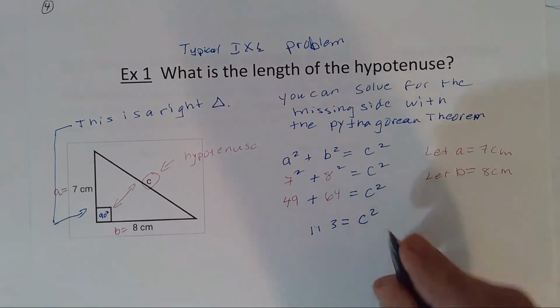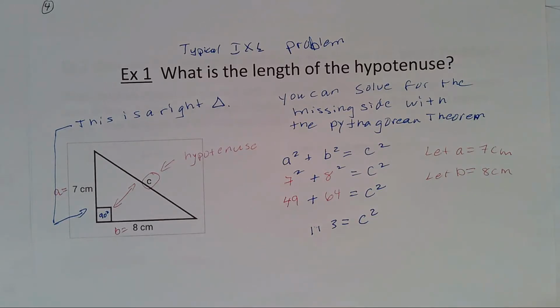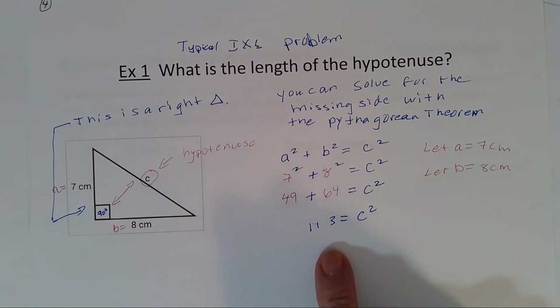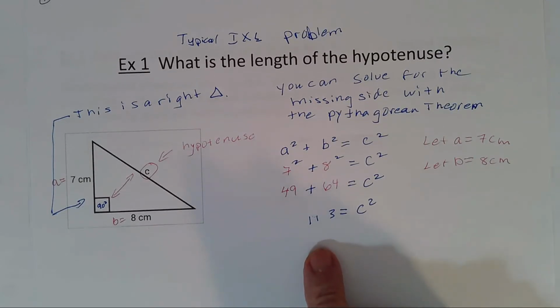Now, here's the thing. If you know your numbers, you might be saying to yourself, well, shoot, I don't know, 113, I don't think I can make a perfect square out of that. Well, how do we figure that out? We can do it in our head. We could say, 1 times 1 is 1. 2 times 2 is 4. 3 times 3 is 9. 4 times 4 is 16.